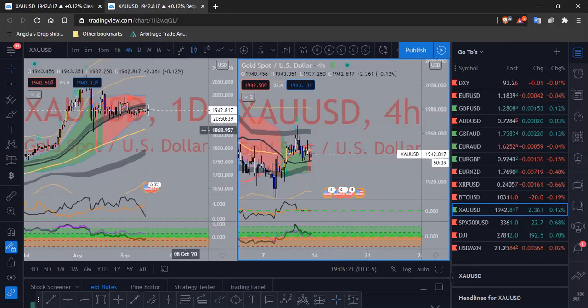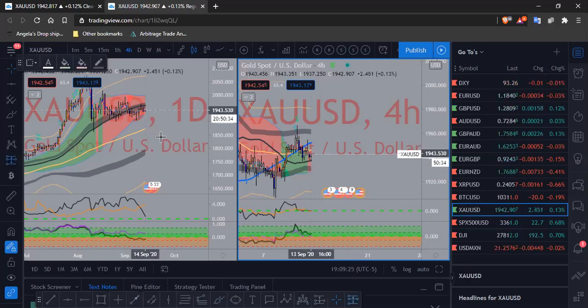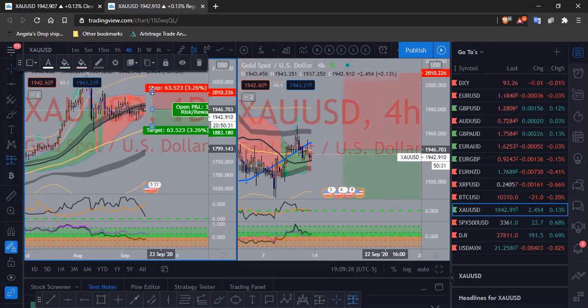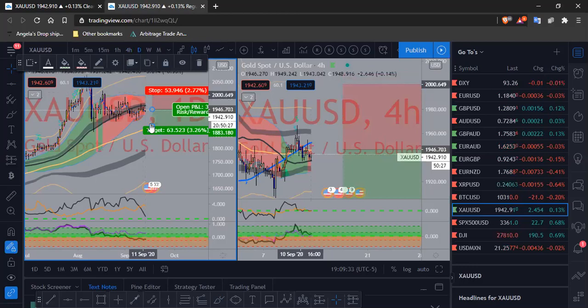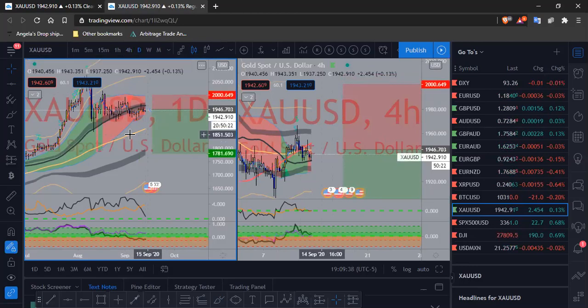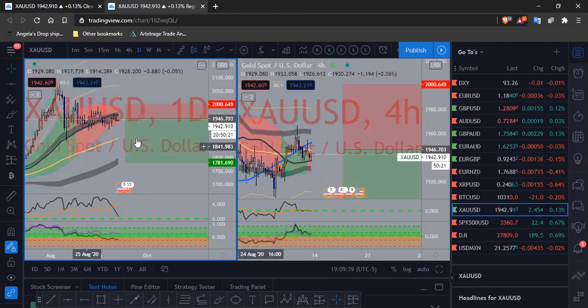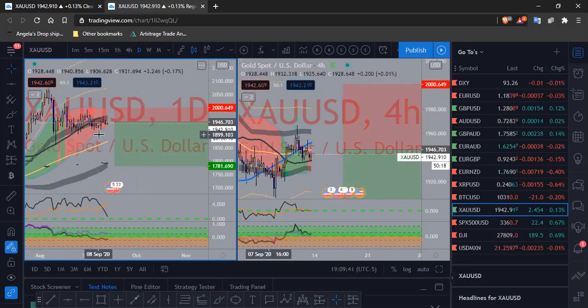I think I might take another one of these as a swing trade, because I do like it. And so gold, I'm going to go ahead and put my stop loss at 2,000, and then my take profit at 1781. Let me see. That's a 1-to-3 risk to reward ratio.